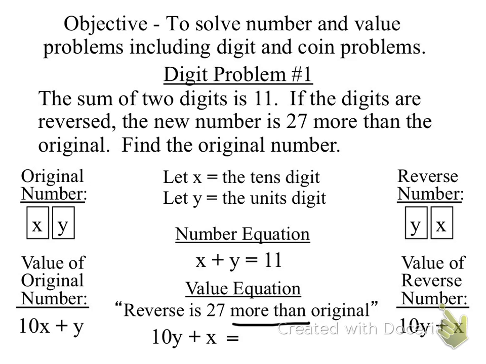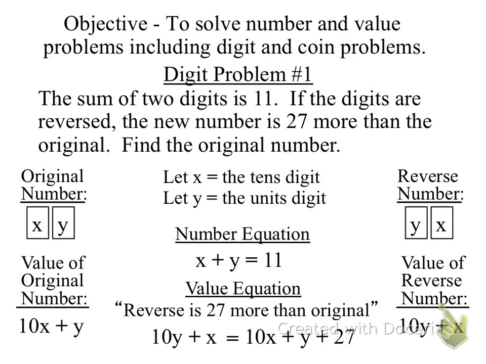process. Sydney? Is it maybe equal to 10x plus y plus 27? Close. You're very close. Oh, yeah. 10x plus y. You're right. You're there. 10x plus y, the original number, more than, it says 27. 27 more than.